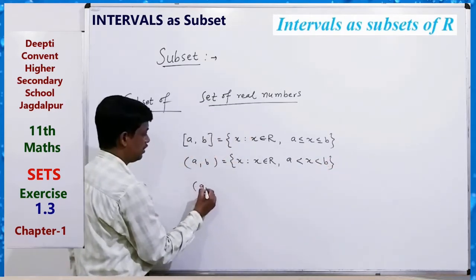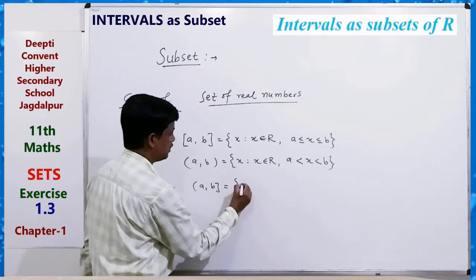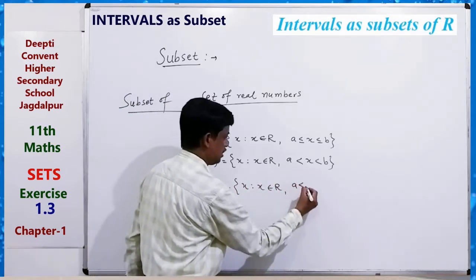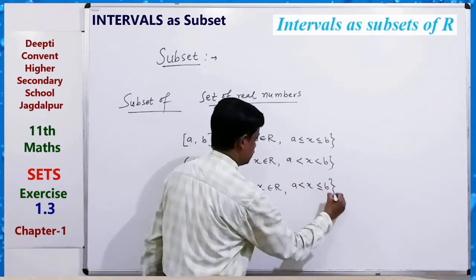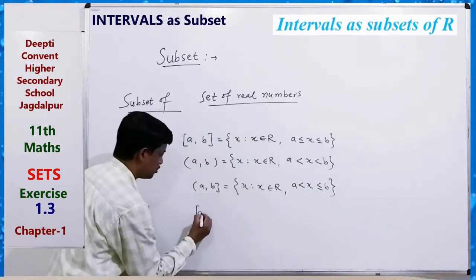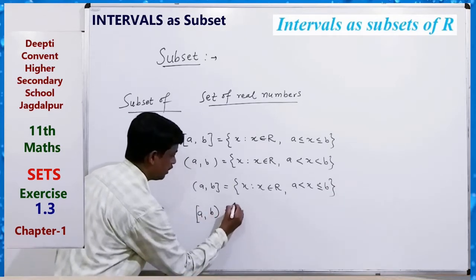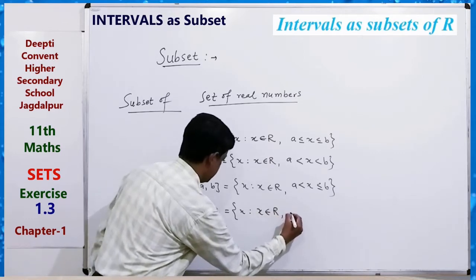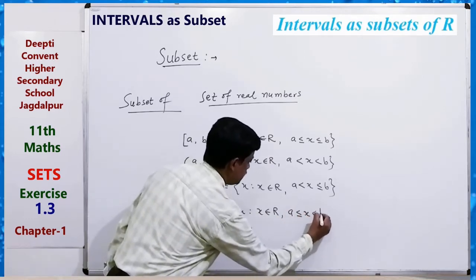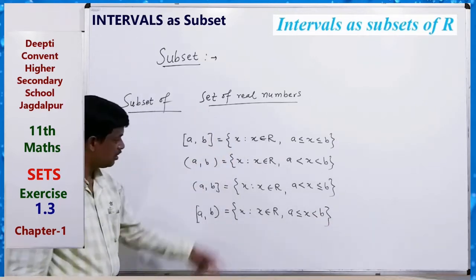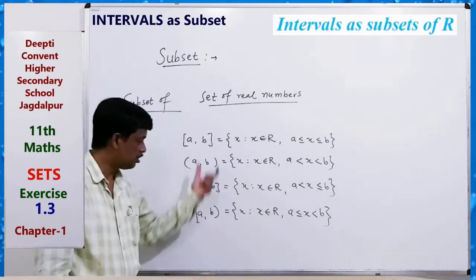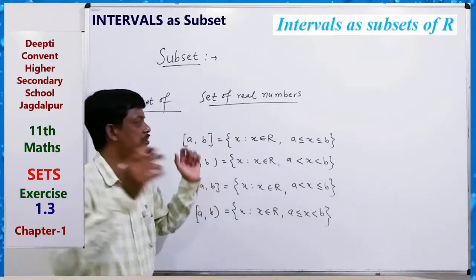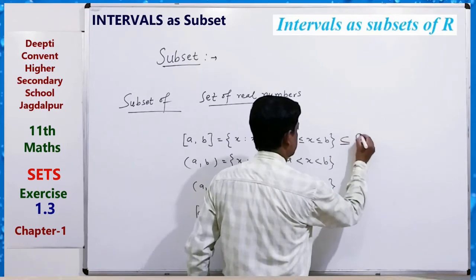And left open, right closed. That is {X such that X belongs to R and A < X ≤ B}. And left closed and right open can be written like this: {X such that X belongs to R and A ≤ X < B}. These are the intervals. The notations of intervals are all written in set builder form, and these are all subsets of real numbers.